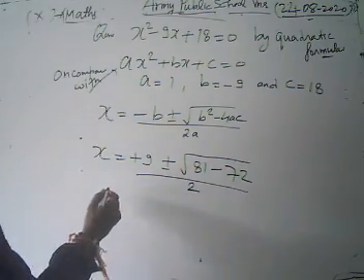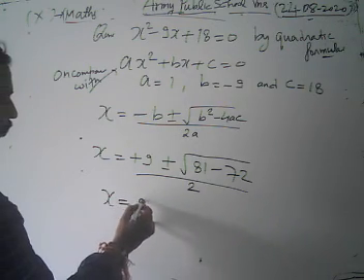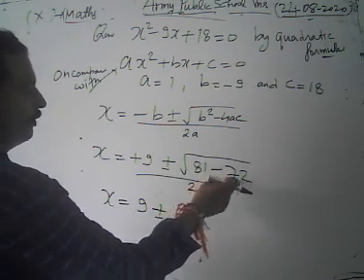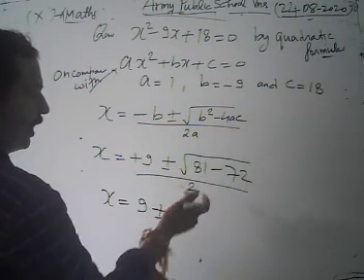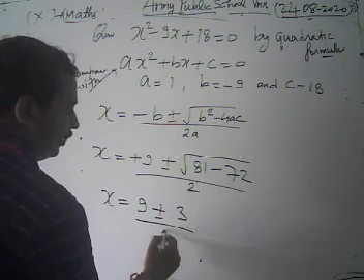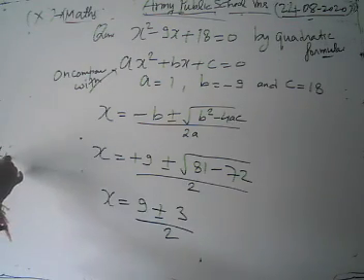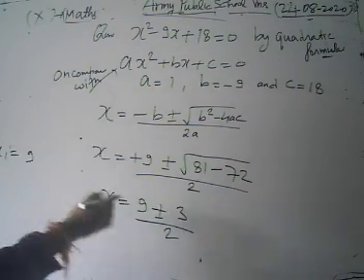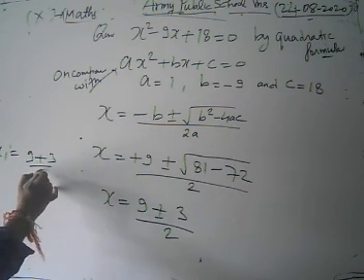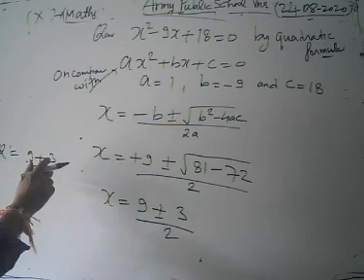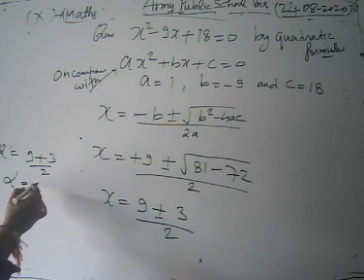Now what do we have? We have x is equal to 9 plus minus, 81 minus 72 is 9, the square root of 9 is 3, upon 2. Now we are going to find x1. How can we get x1? Take alpha equal to 9 plus 3 by 2. Then 12 by 2 is 6.